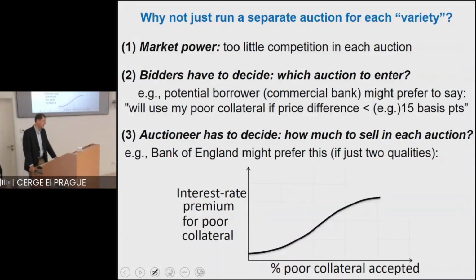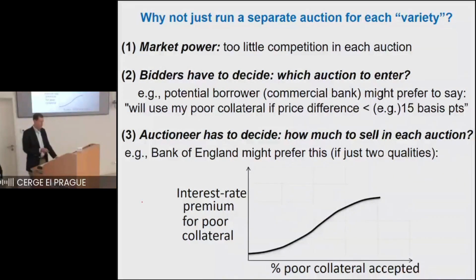And indeed, nor will the auctioneer, because the auctioneer has a similar problem of how much to sell in each auction. The auctioneer would like to know something about demand before it decides how many apples to sell and how many bananas to sell. In the Bank of England's case, it had a preference function that looks something like this. It didn't really want to accept any poor collateral, but it would accept more poor collateral the higher the interest rate premium for the poor collateral was. It wasn't so concerned about getting money, it was more that the interest rate premium told it something about the stress in the market, how concerned people were, how desperate they were to be able to use their poor collateral and to reserve their high-quality collateral.